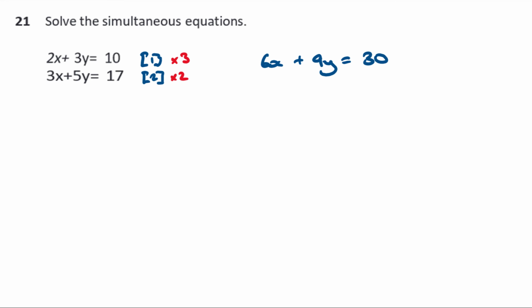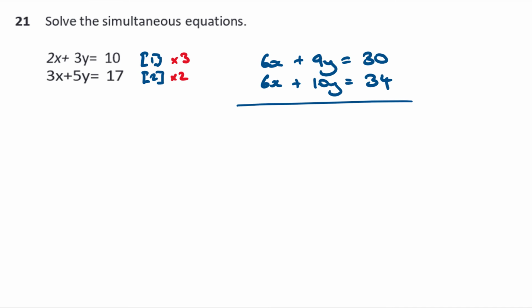Now my second one, I'm going to get 2 lots of 3x, that's going to give me 6x, plus 2 lots of 5y, that's going to give me 10y, and then I'm going to get 2 lots of 17, so that is 34. Now I'm going to take one away from the other to cancel. I'm actually going to take the top one away from the bottom one because I want to keep y positive.